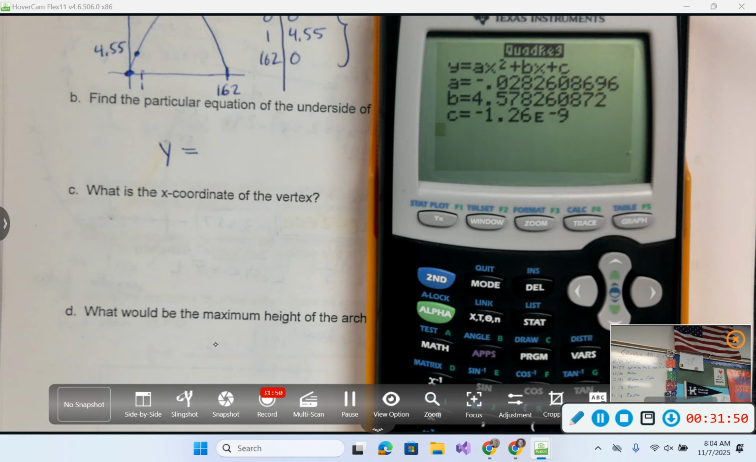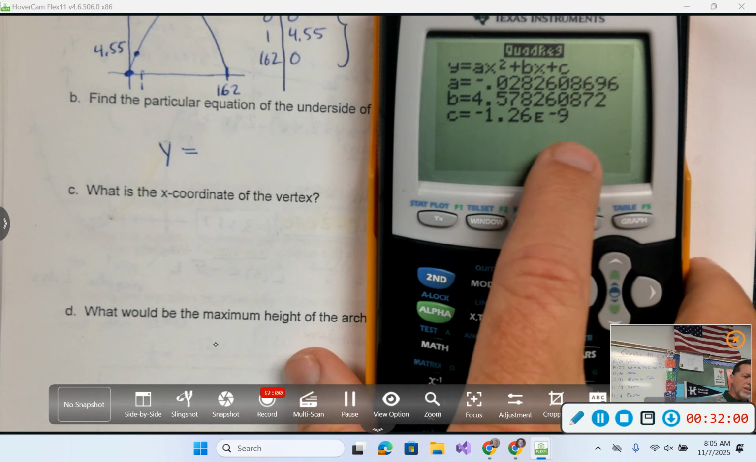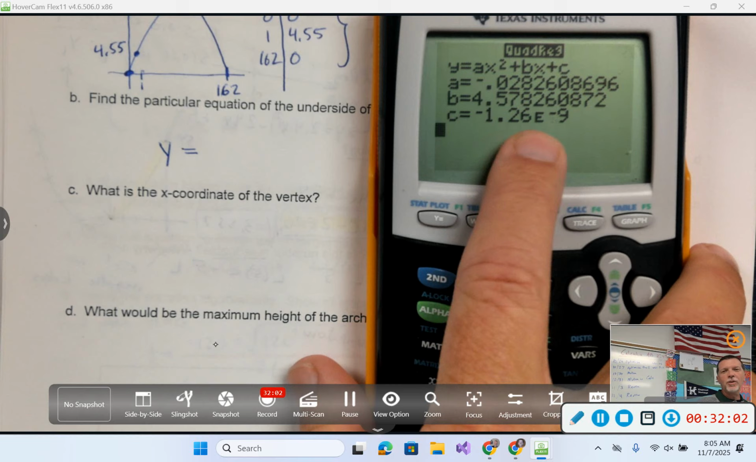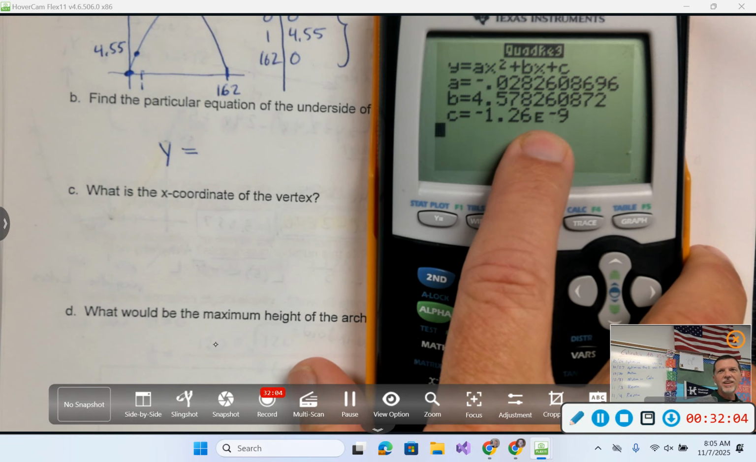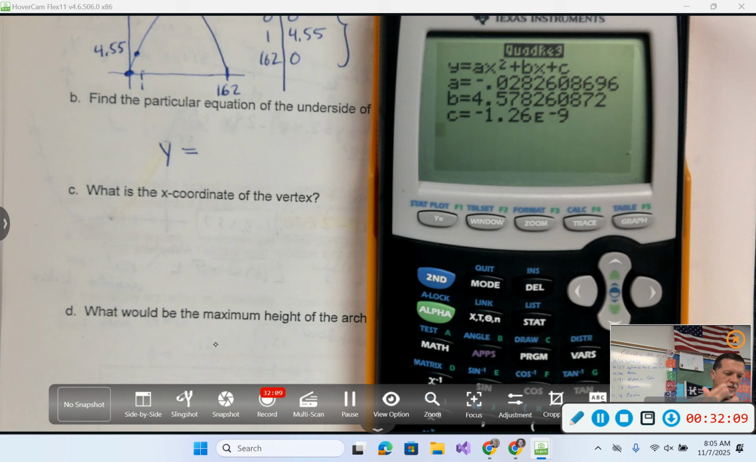Okay, what does 1.26 e negative 9 mean? You guys were talking chemistry earlier. That's 10 to the negative 9. So what if I rounded that to 3 decimals? What's that going to be? 0, because that's 0.00000000126. So C equals 0. Your calculator is trying to be super accurate, but C is 0.